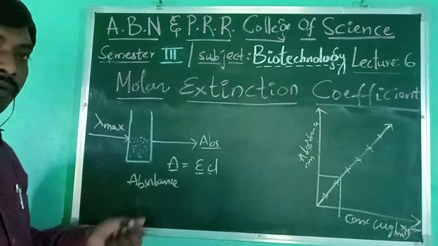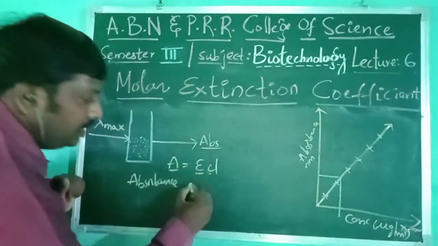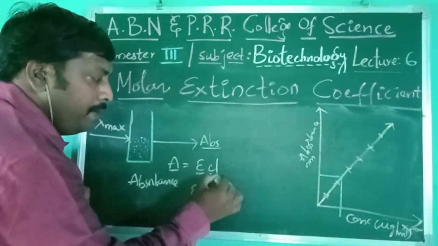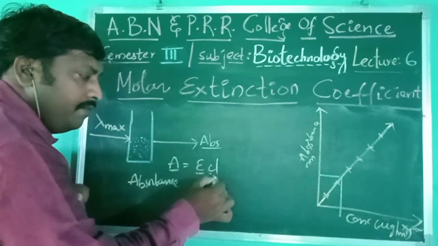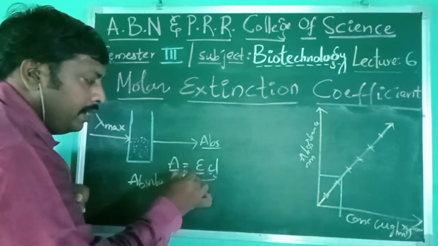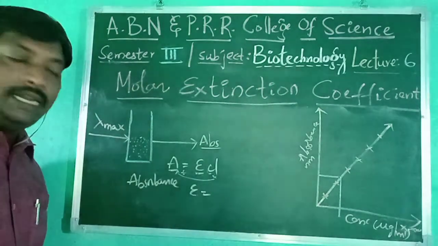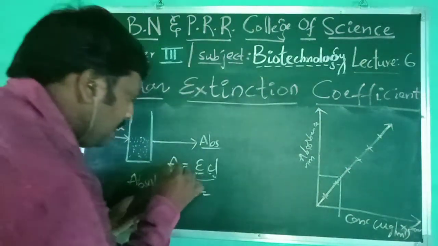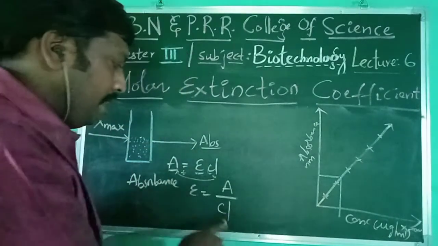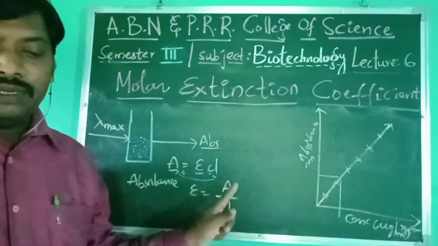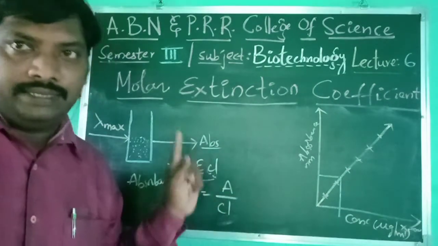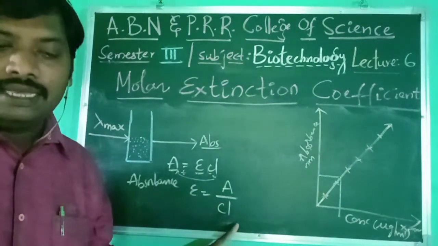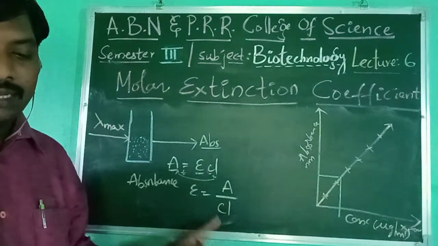So here we can derive the extinction coefficient, epsilon. Here it is multiplication; if we take it as division instead, when we change it, epsilon equals A by C L. A is the absorbance, C means the concentration, and L is the path length.